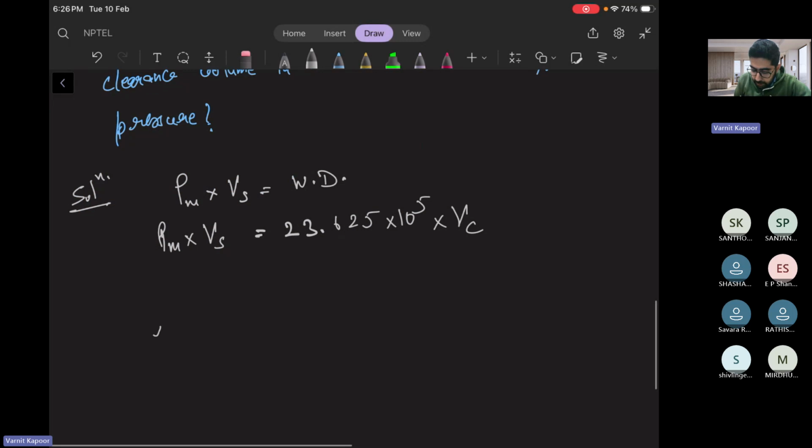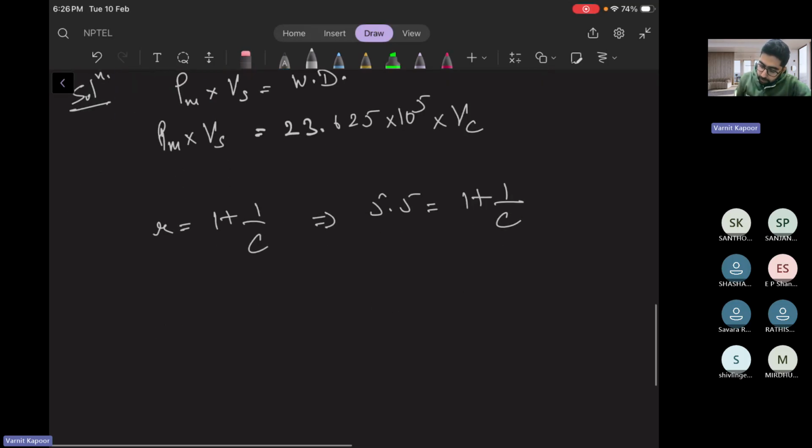We have already seen this relation, that is r is equal to 1 plus 1 by C. So we are given r as 5.5, 5.5 equals 1 plus 1 by C. So from here, 4.5 is equal to 1 by C. So what will be C? Let us say C is equal to 1 by 4.5. Now we have C as well.